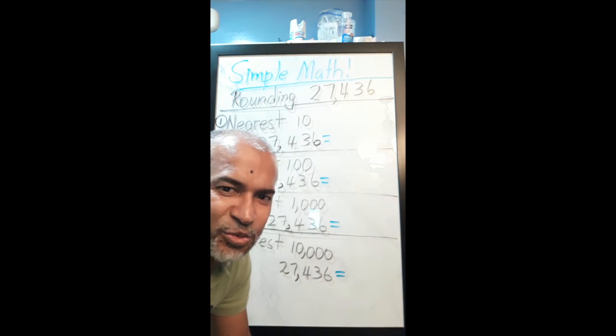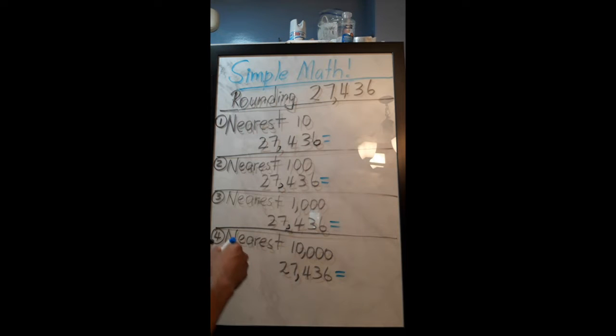Today's skill is rounding. We want to round 27,436 to the nearest 10, to the nearest 100, to the nearest 1,000, to the nearest 10,000.